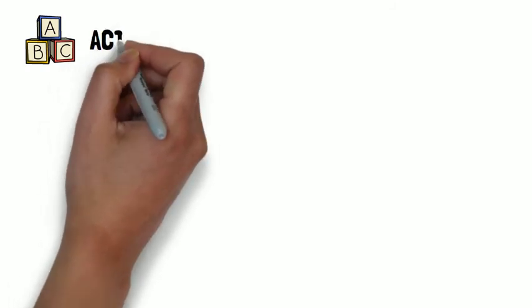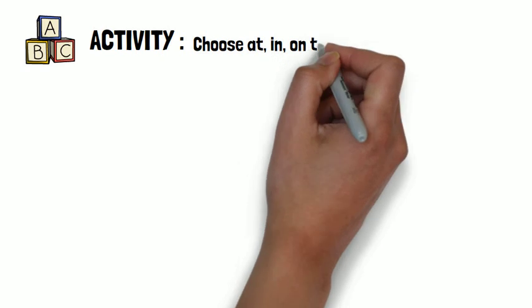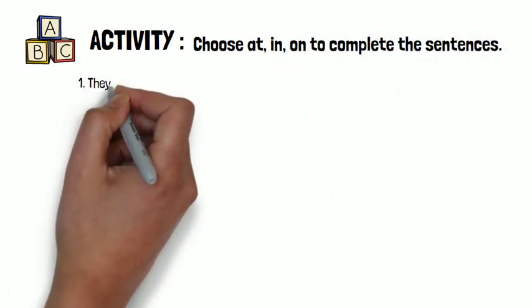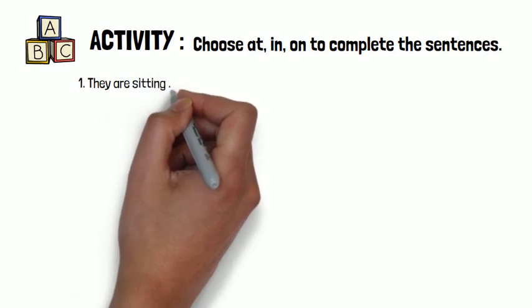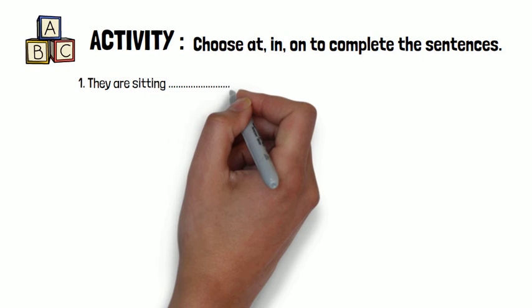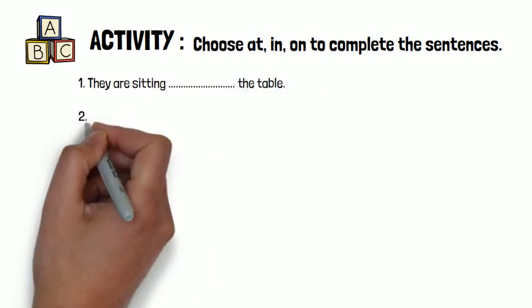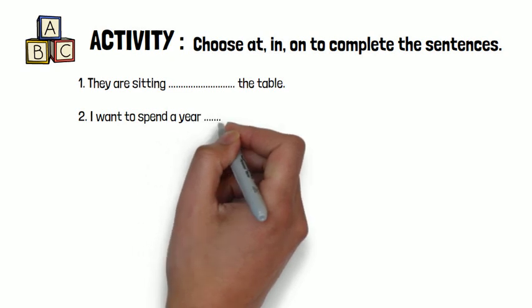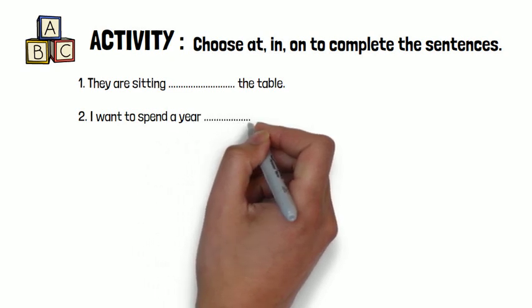هيا نقوم بتمرين لاختبار ما تعلمناه. Choose يعني اختاروا سواء at أو in أو on to complete the sentence لإكمال الجملة. جملة رقم 1. They are sitting the table. ماذا نستعمل؟ in, on أو at.